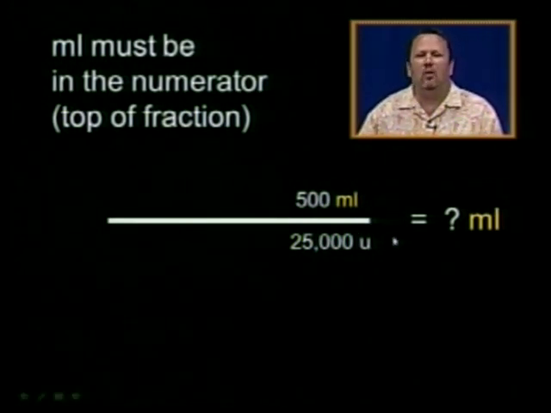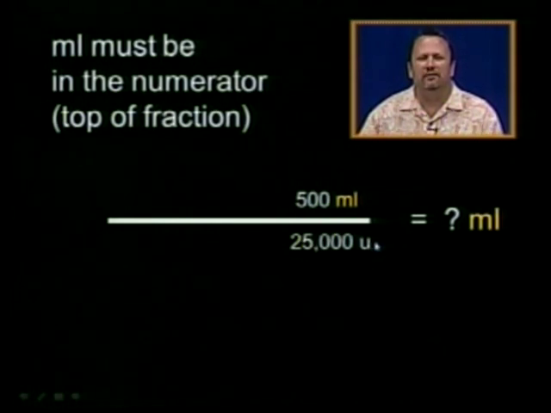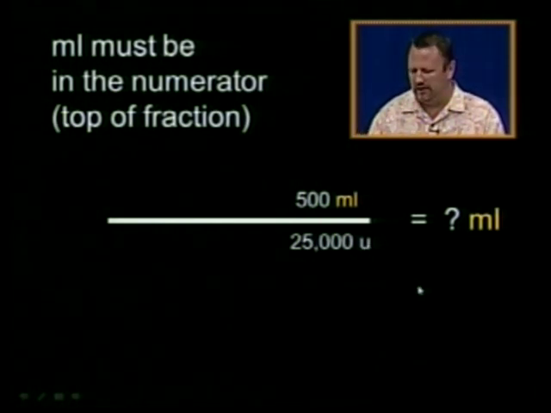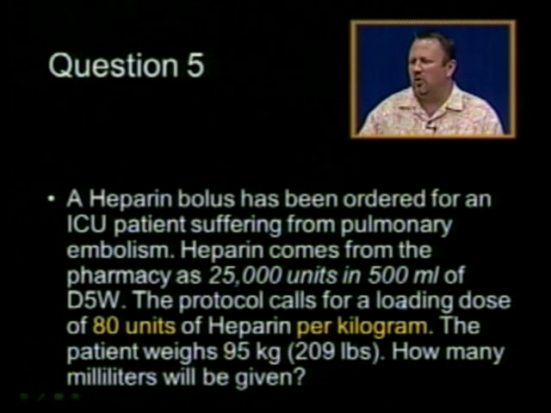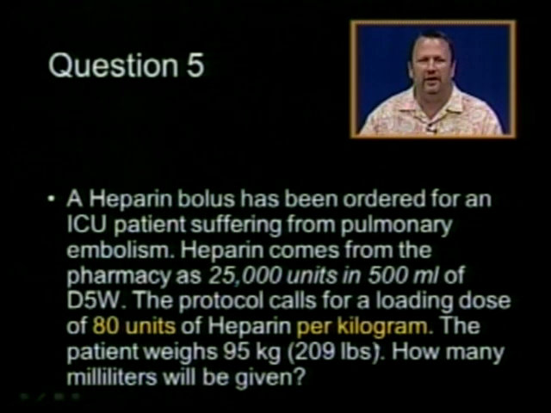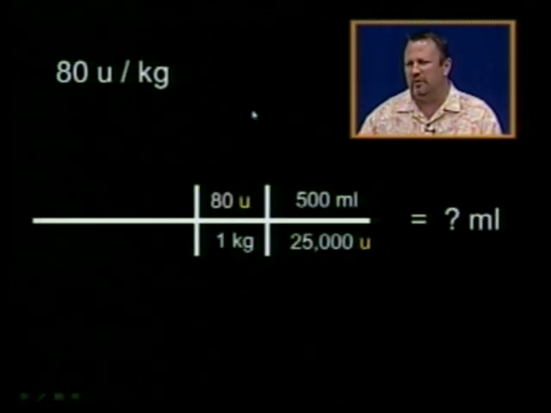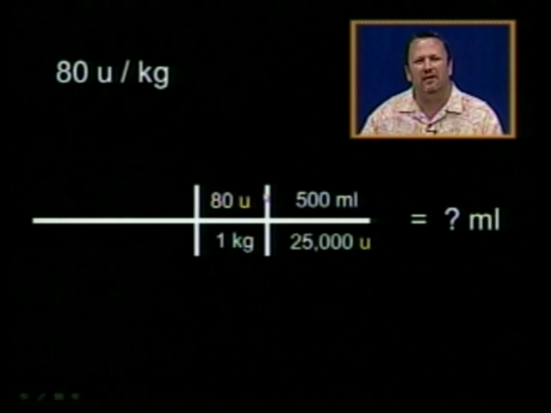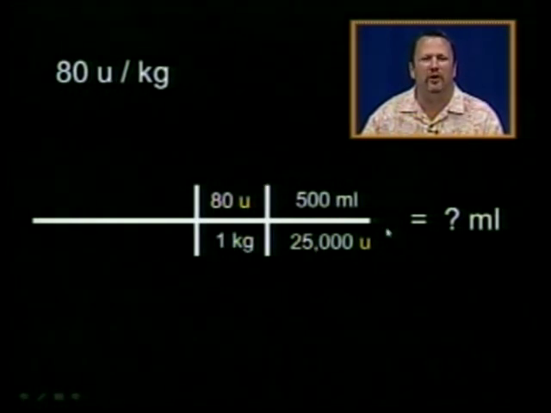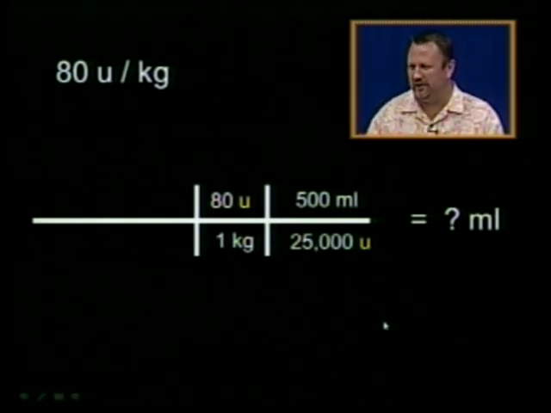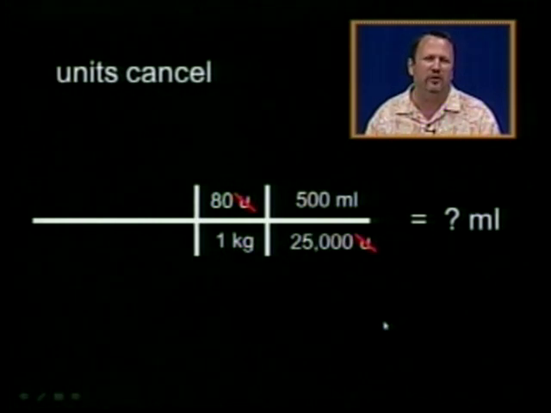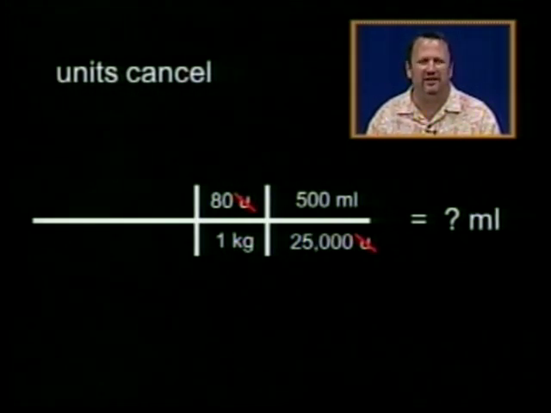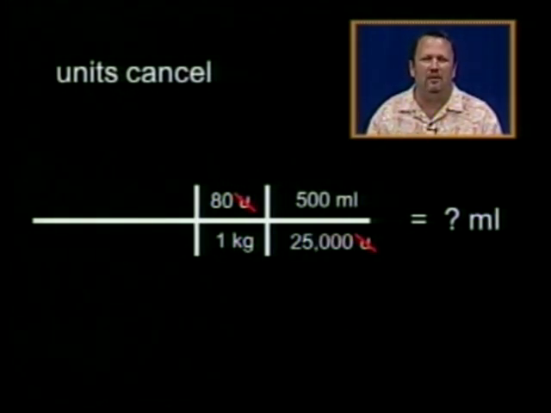The next thing I want to do is cancel this little heparin unit out right there. So the protocol calls for a loading dose of 80 units of heparin per kilogram. By putting the 80 units on top and the kilograms underneath, now I have a heparin unit over a heparin unit, and those units cancel out because a unit over a unit is equal to 1, and 1 times anything is equal to itself.